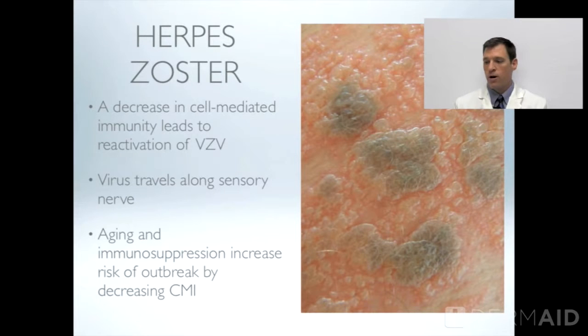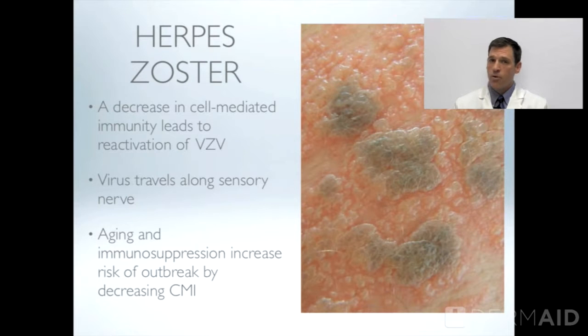Why does it happen? Again, the virus lives with us for the rest of our lives. A decrease in cell-mediated immunity leads to reactivation of the VZV virus. It travels along the sensory nerves, so the nerves that give sensation. It starts along the spinal column, and then it travels along this nerve, causing pain and nerve damage as it travels along that nerve, and eventually makes it to the skin and causes a rash.